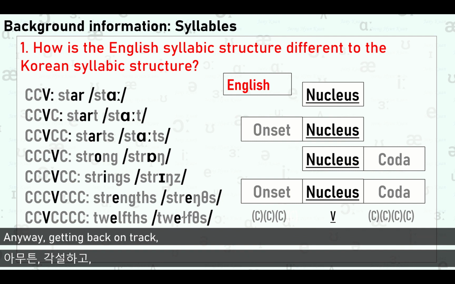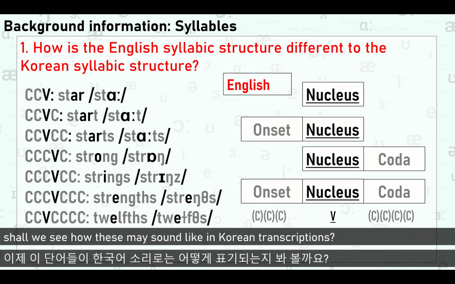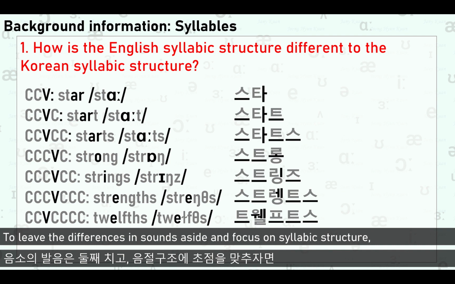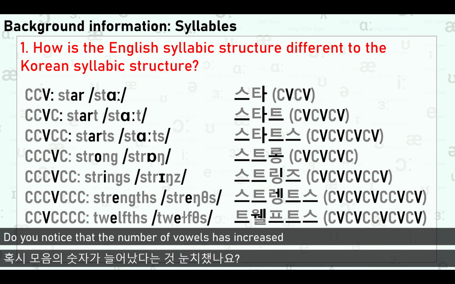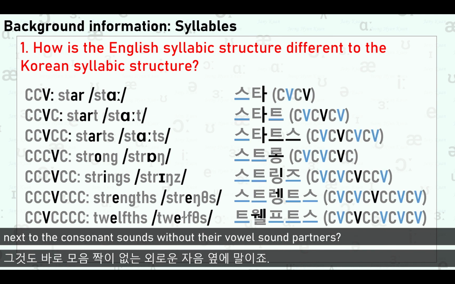Anyway, getting back on track, shall we see how these may sound in Korean transcriptions? To leave the differences in sounds aside and focus on syllabic structure, it looks like this. What do you notice? Do you notice that the number of vowels has increased next to the consonant sounds without their vowel sound partners?